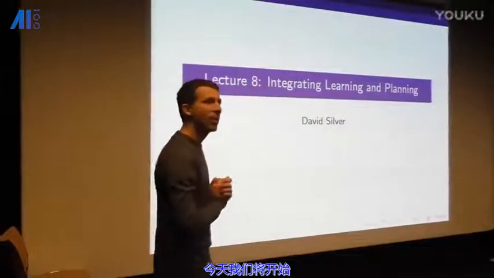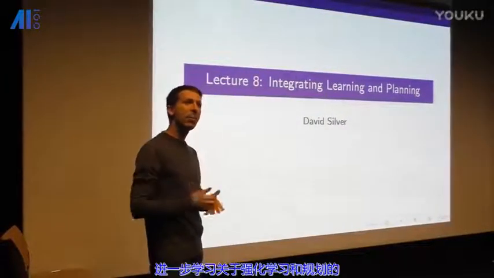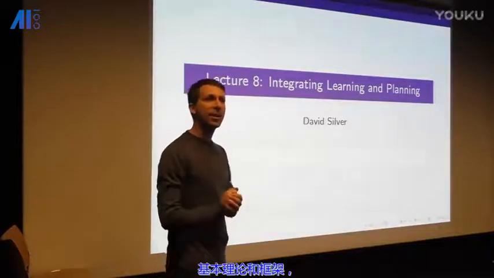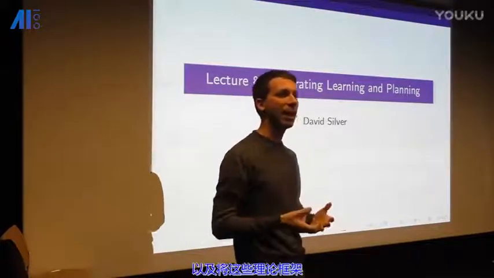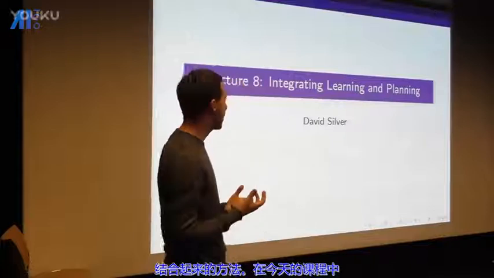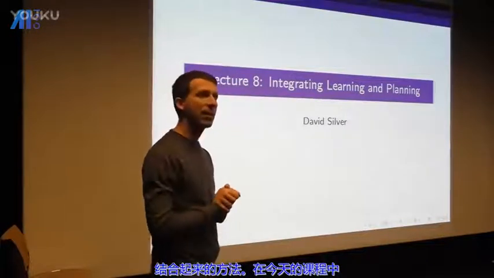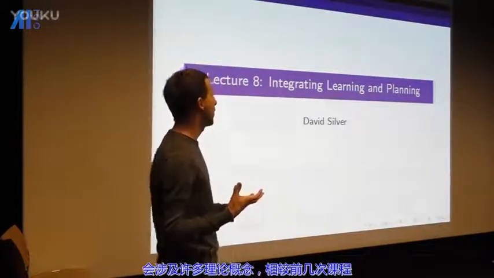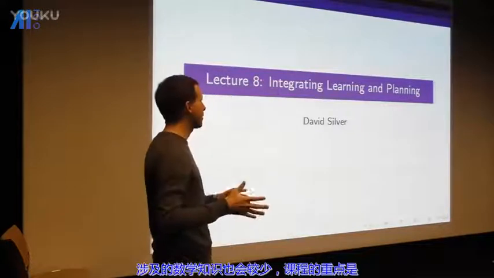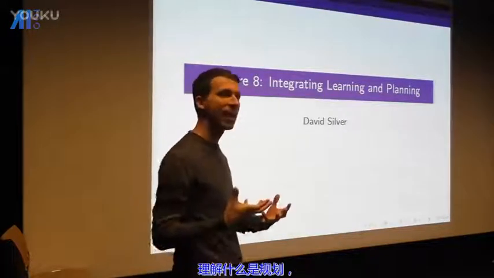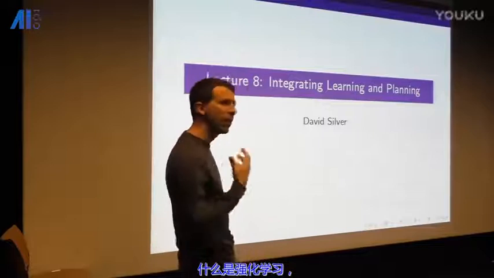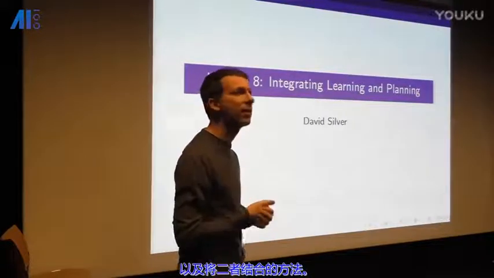So today we're going to start thinking more about fundamental ideas and architectures for reinforcement learning and planning, and how to combine these ideas together. There's a lot of conceptual ideas. There'll be much less math in the last couple of lectures, and more just about understanding what it means to do planning, what it means to do learning, what it means to combine these things together.